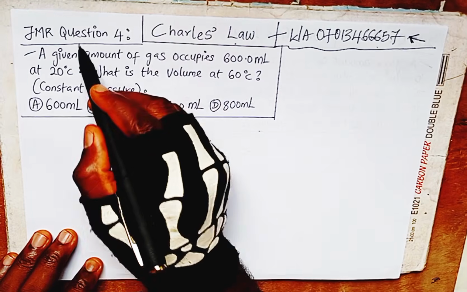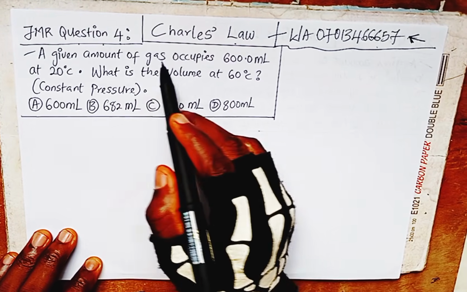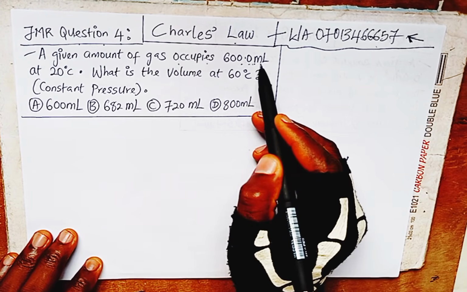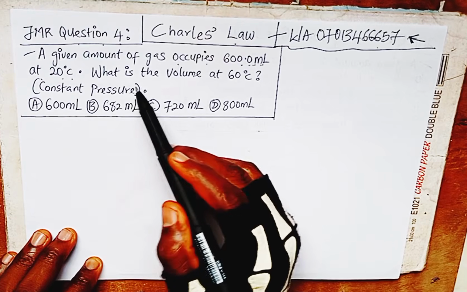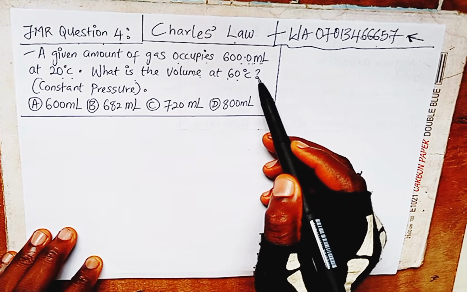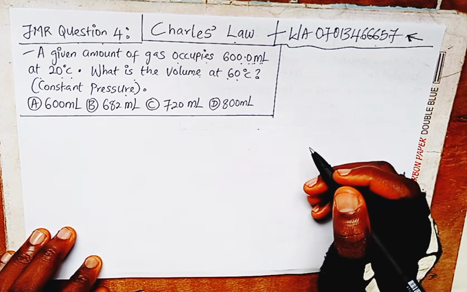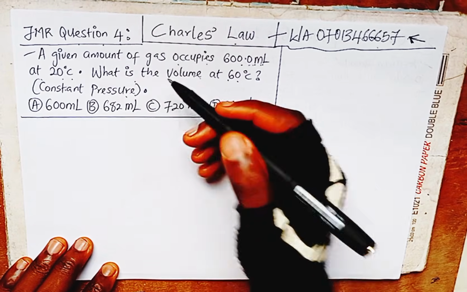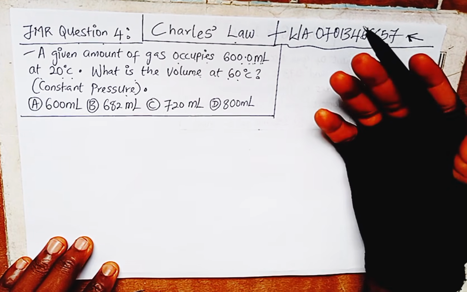Under Charles's law, JAMB must-repeat question 4. The question reads: a given amount of gas occupies 600.0 milliliters at 20 degrees Celsius. What is the volume at 60 degrees Celsius? Constant pressure. So pressure remains constant. When you see constant pressure, just know you are talking about Charles's law. When you see constant temperature, you know you are talking about Boyle's law.